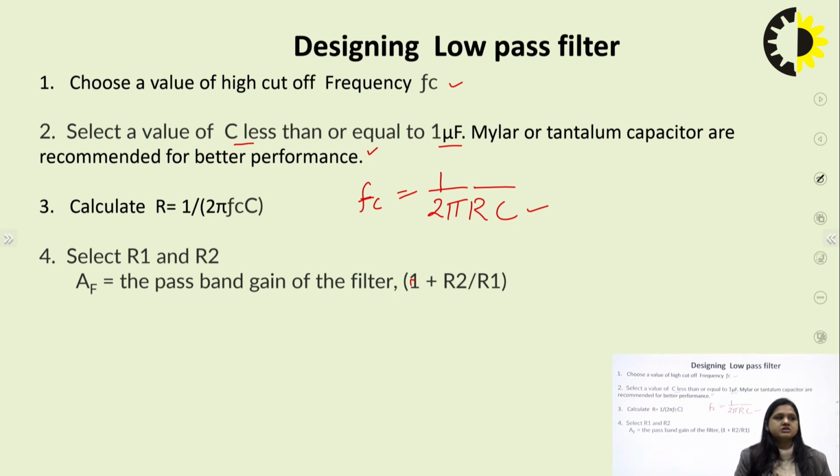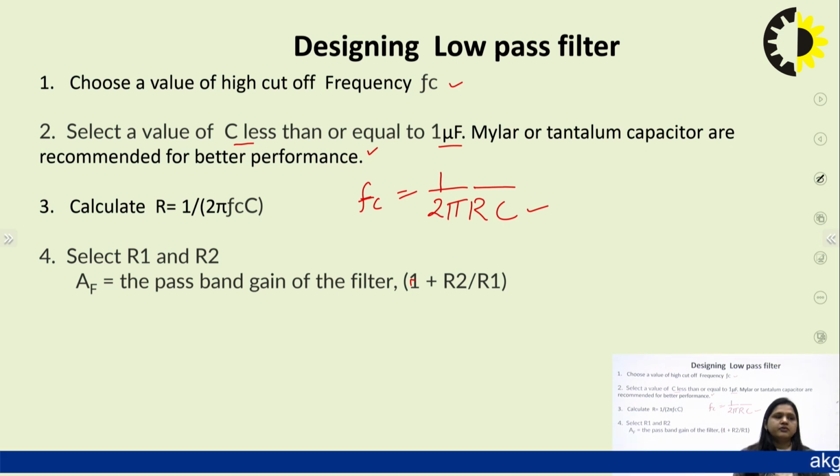Now we have to design the amplifier part. So for designing of amplifier network, we have to find the value of R1 and R2. So we can decide the gain of the filter, and we know the formula for gain because it is non-inverting configuration. So the gain formula is 1 plus R2 by R1. So now let's assume the value of any of the resistor, like let's say R1, and we can calculate the value of R2 if we know the gain of the filter.